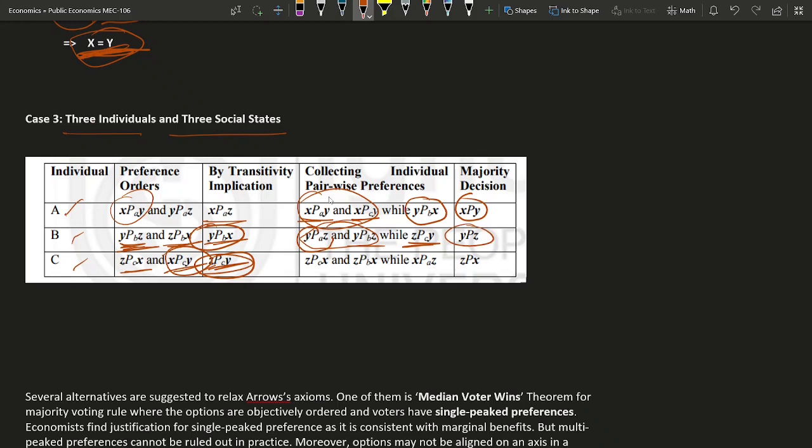In the comparison between Z and X, C prefers Z over X and B prefers Z over X, but A prefers X over Z. So the majority decision is Z over X. If we apply the transitivity rule, X is preferred over Y and Y is preferred over Z, so X should be preferred over Z. But the majority decision is that Z is preferred over X. So this is the impossibility, where we are not able to achieve a result where the majority decision and the law of transitivity both apply. That's it for this video, guys.